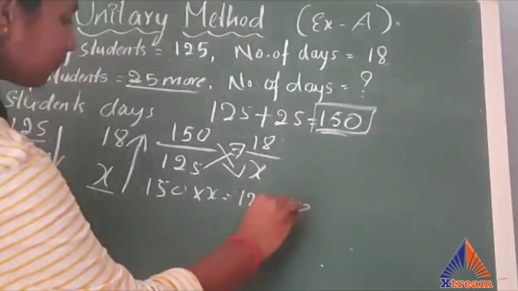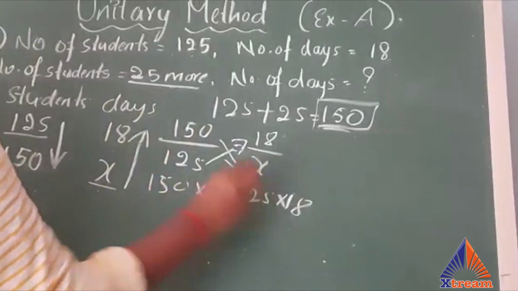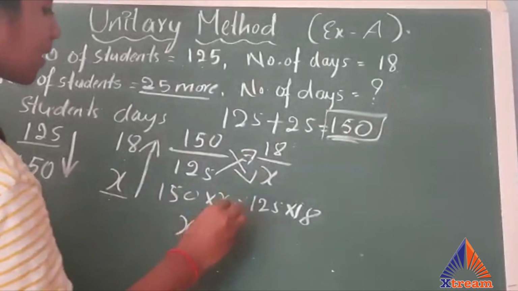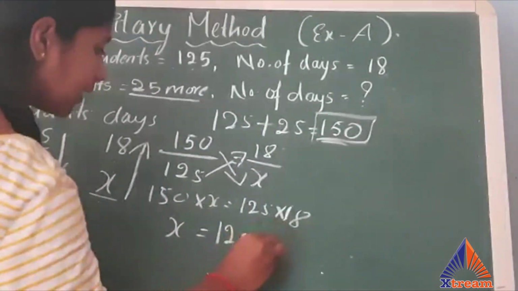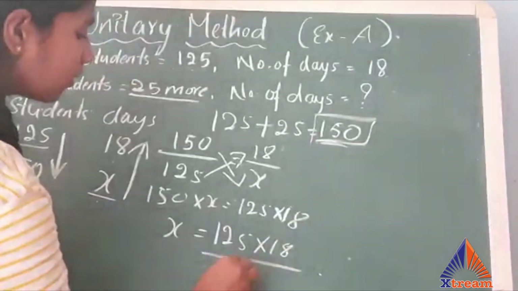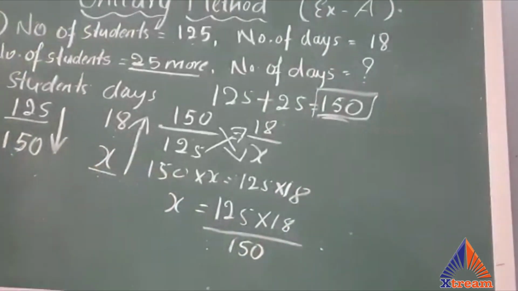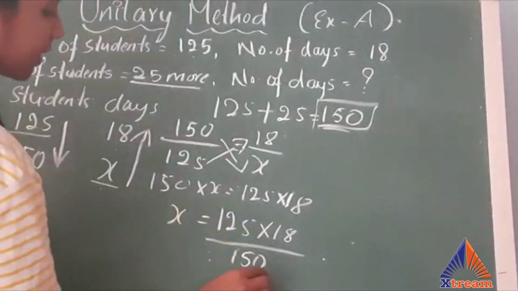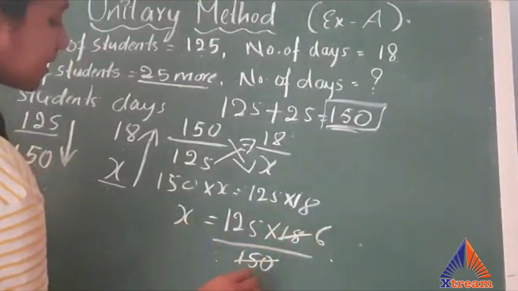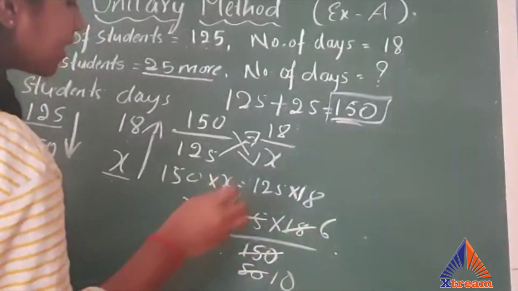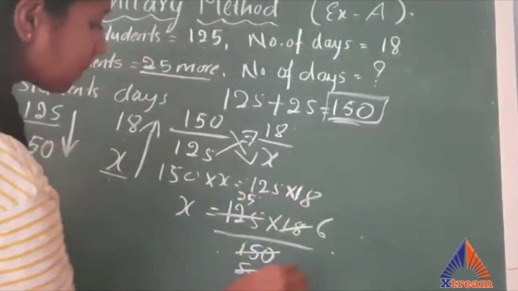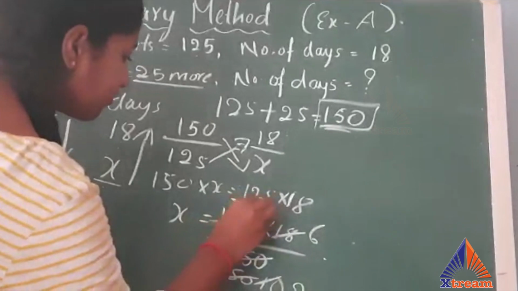Now keep the x where it is, in the same place. Transfer this 150 to the other side. So x equals 125 into 18 divided by 150. Now you should do the cancellation. Let's do it with the 3 table first. 3 5s are 15 and 3 6s are 18. And 5 2s are 10, 5 5s are 25.